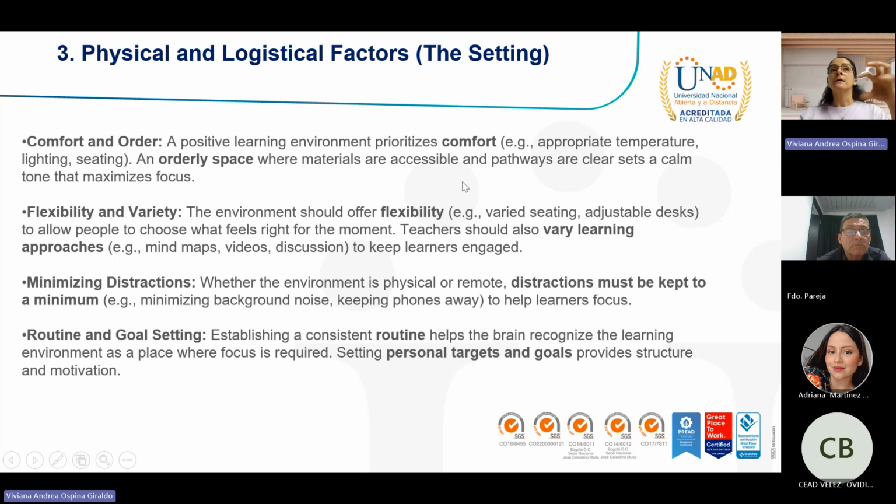So when we are in a classroom with our students face to face, we will have to have an appropriate temperature in an ideal world. I'm talking about an ideal world, not a reality, because sometimes we don't have fans and it's extremely hot, and our students are so hot that they cannot pay attention, right? And proper lighting, proper seating.